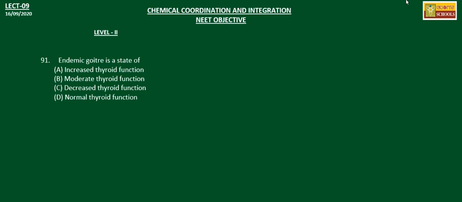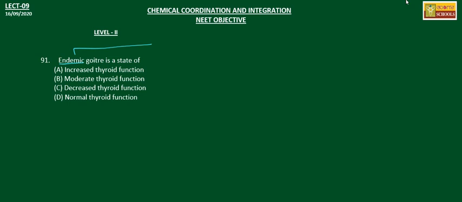Welcome. In this session, I'm going to discuss some more questions from level 2 and then we'll move on to level 3 questions. So here, the next question from level 2, endemic goiter is a state of. So let's see here what is the meaning of endemic. So endemic is something that takes place in a particular area.